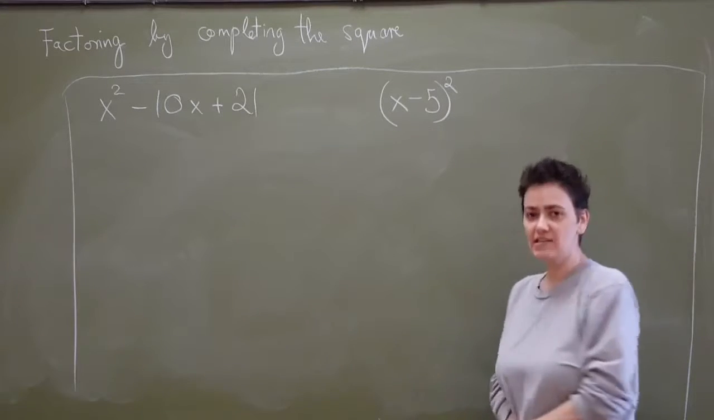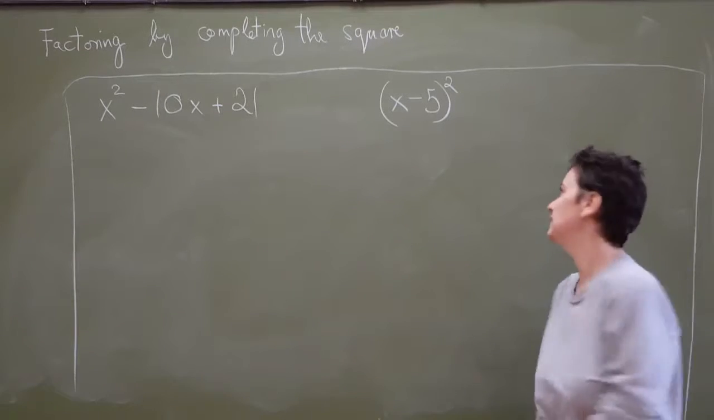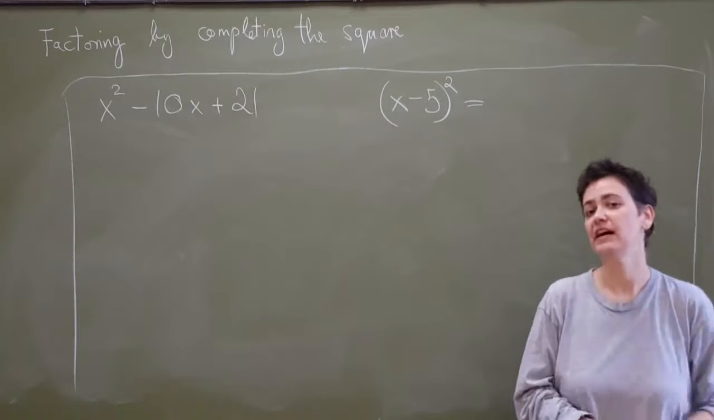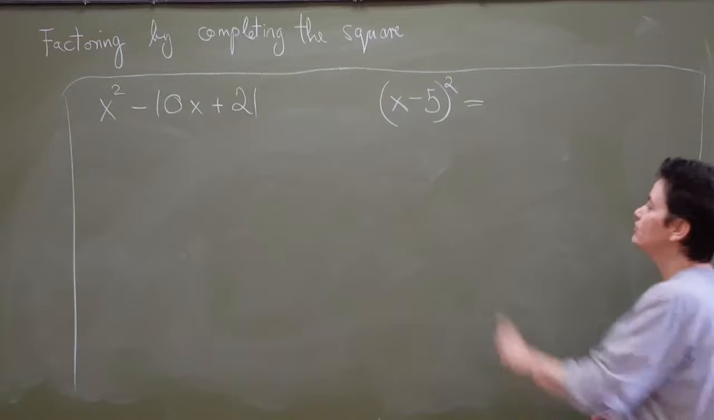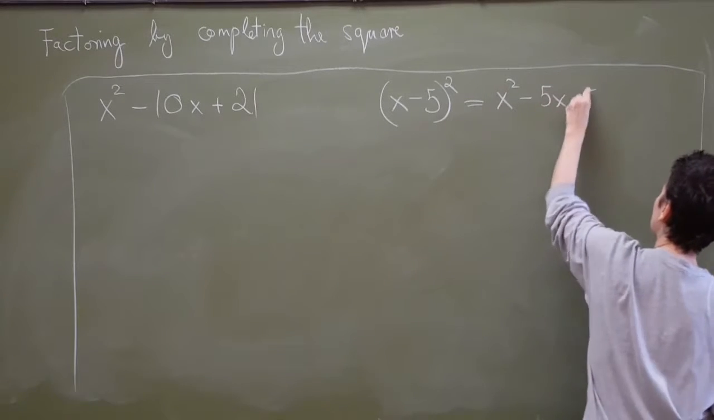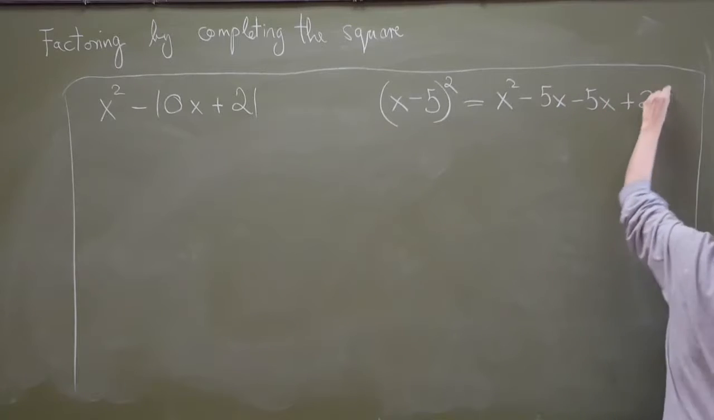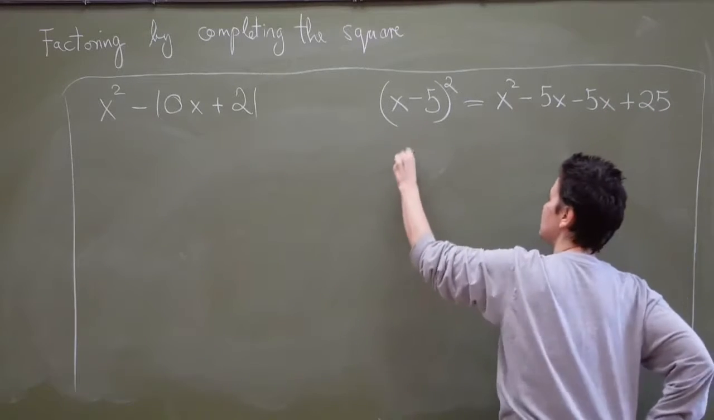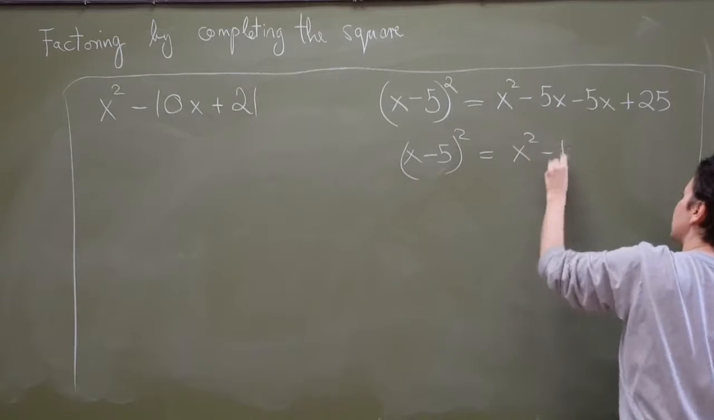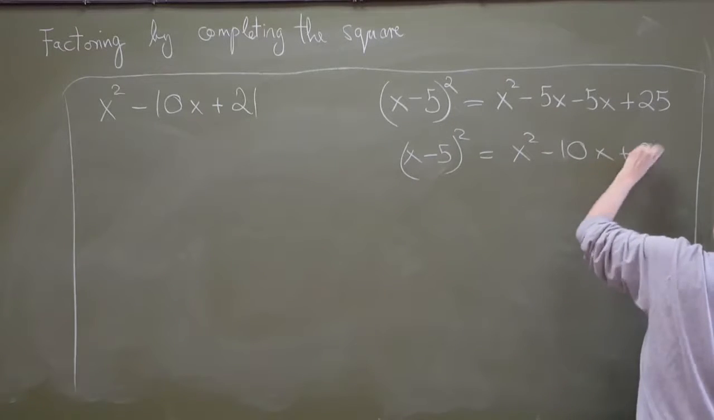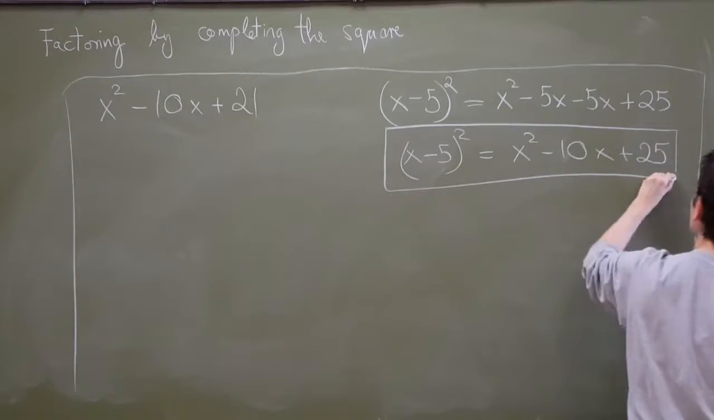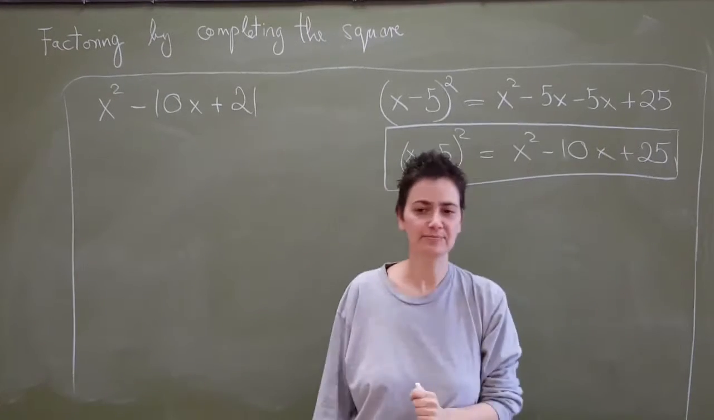This complete square, x minus 5 squared, we're going to expand it. So this is x minus 5 times x minus 5. You remember that stuff. So we're going to end up with x squared minus 5x minus 5x plus 25. Or better yet, x minus 5 squared equals x squared minus 10x plus 25. This is what I call your helper line.